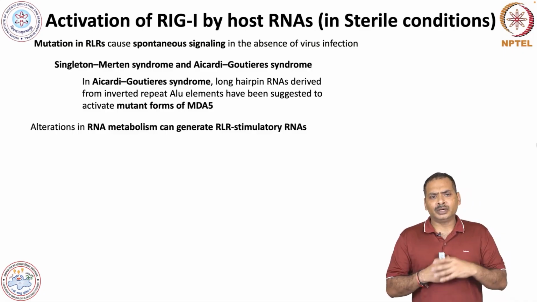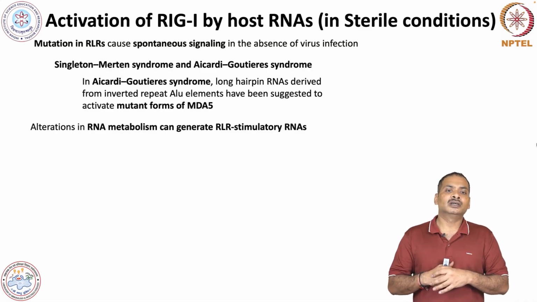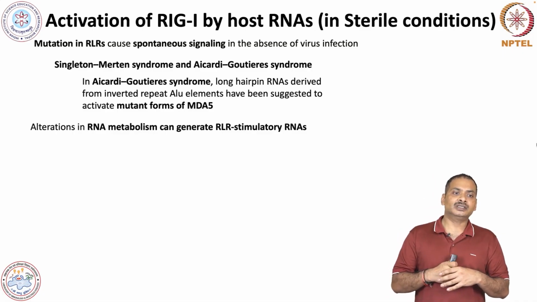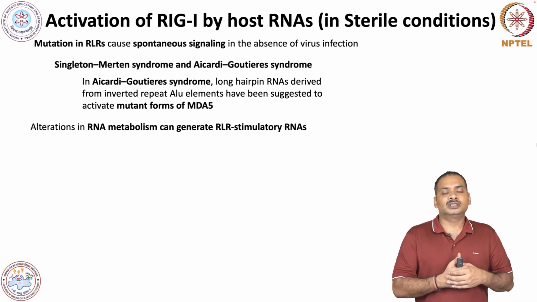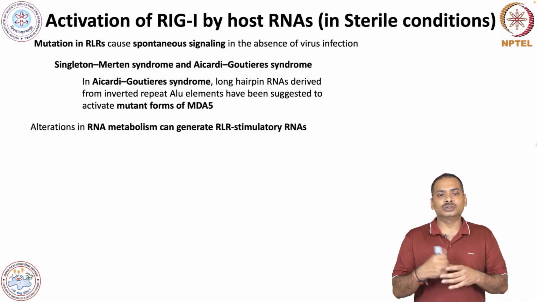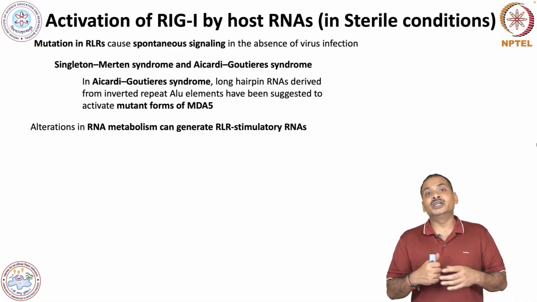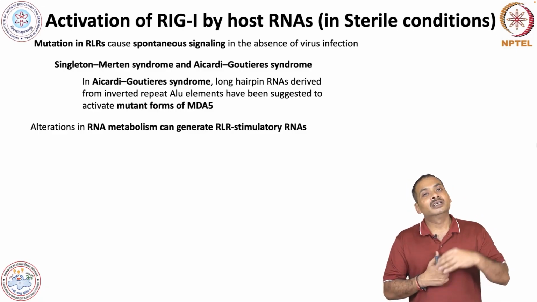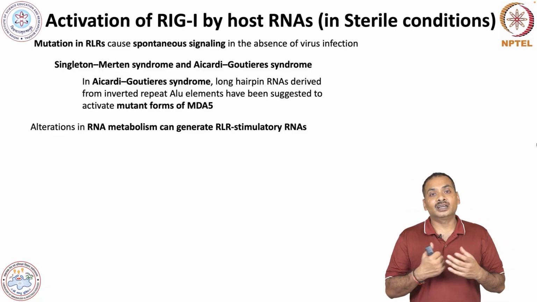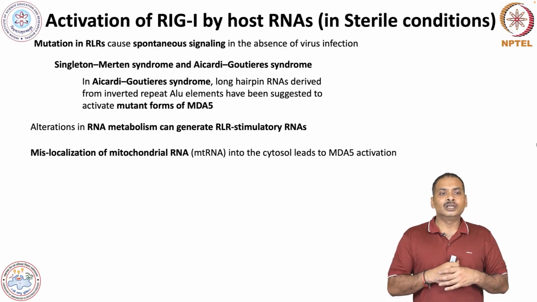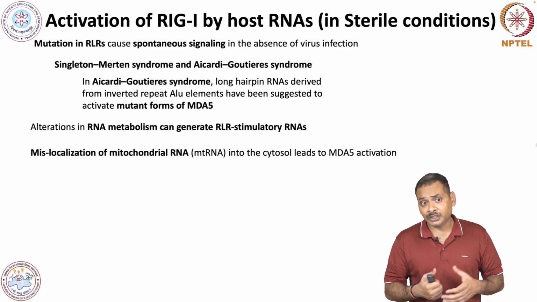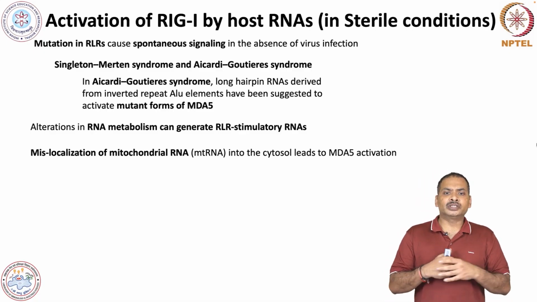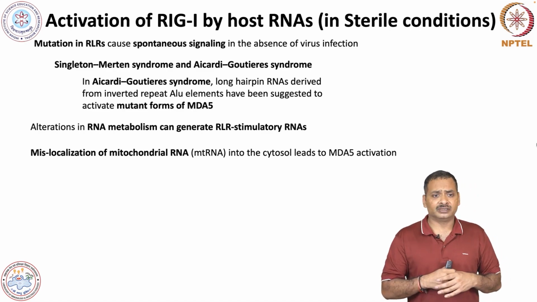Alteration in RNA metabolism can generate RLR stimulatory RNA. If there is some alteration in RNA metabolism, for example some enzyme lacking or being expressed more, that can generate stimulatory RNA, and that stimulatory RNA may activate this RLR pathway. There could also be a possibility of mislocalization of mitochondrial RNA into the cytoplasm, and that may lead to MDA5 activation.